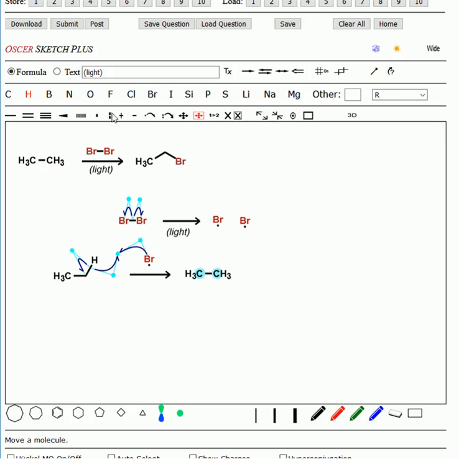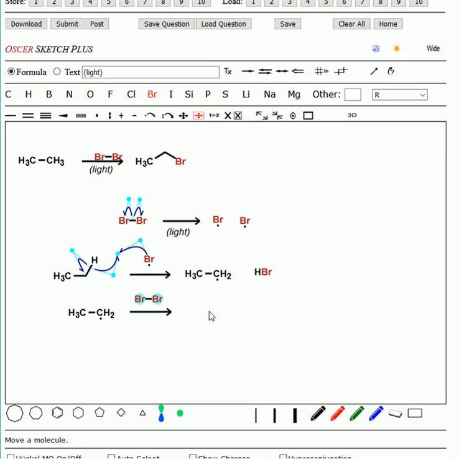So we have to draw out the product. This is, of course, now going to be a radical. It's going to be a CH2 because that hydrogen has been extracted. And the other product is indeed just HBr. Okay, so that's our first step. A bromine radical has extracted the hydrogen, leaving behind an ethyl radical. Now, in the next step, that ethyl radical is going to react with another molecule of bromine and continue what we call a chain reaction.